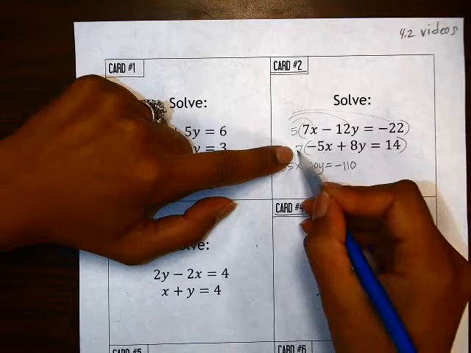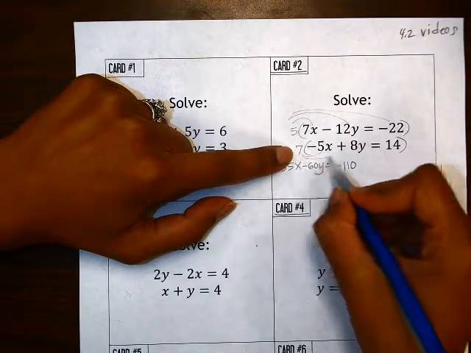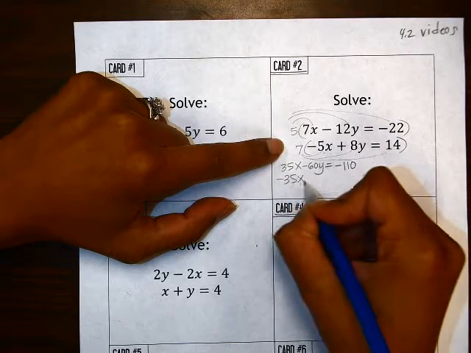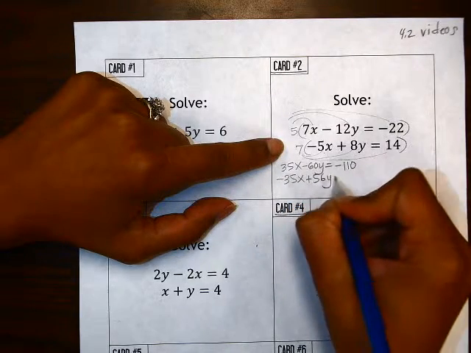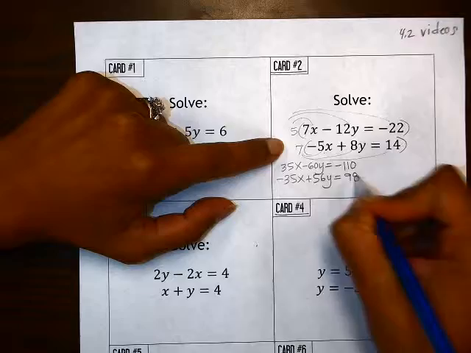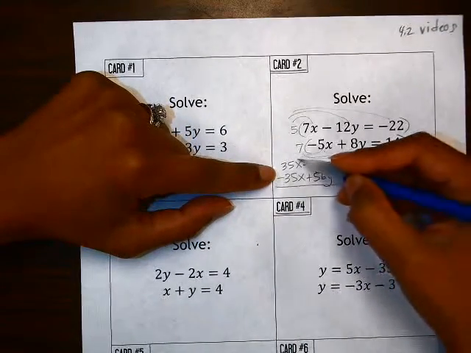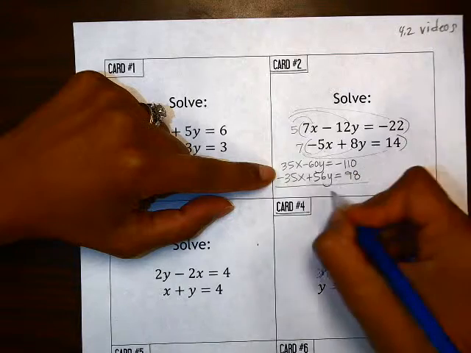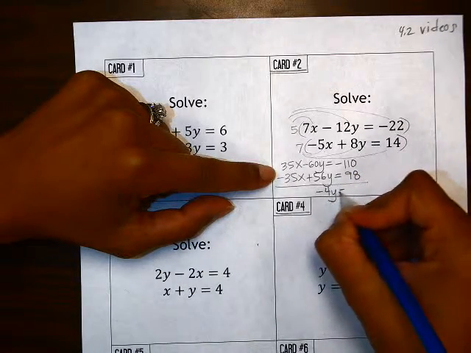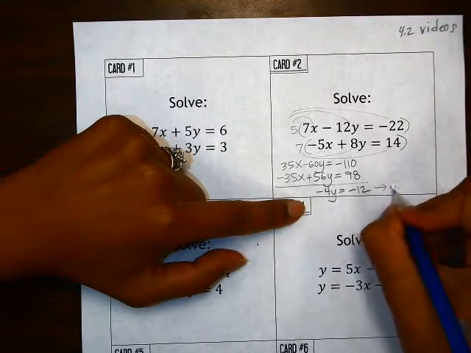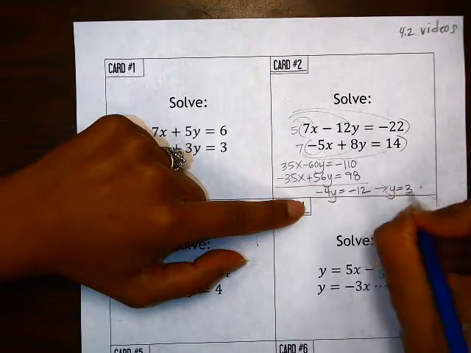When you multiply this equation by 7, you need to multiply both the left and the right side by 7. So that's negative 35x plus 56y equals 98. Now when we combine these equations or add them together, the x's cancel out, the y's add up to negative 4y equals negative 12. That gives us a y of positive 3.